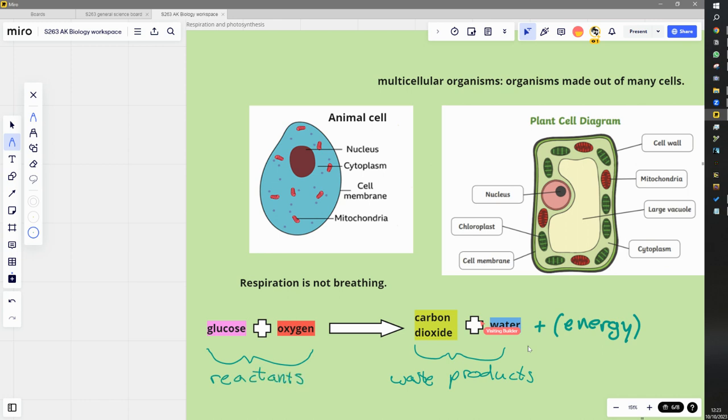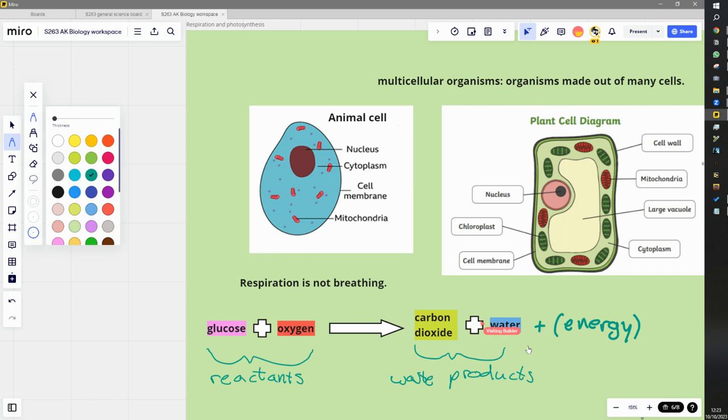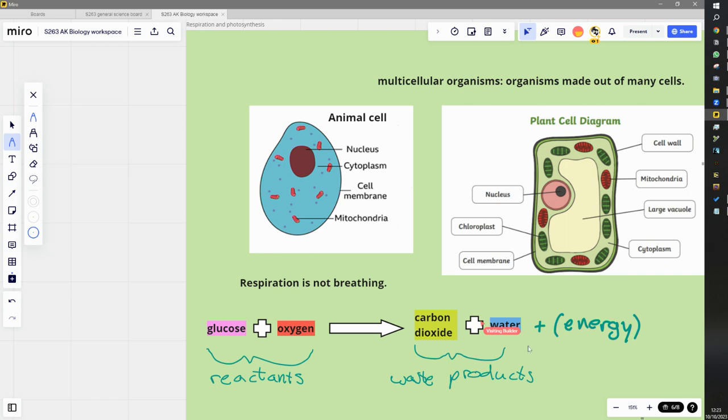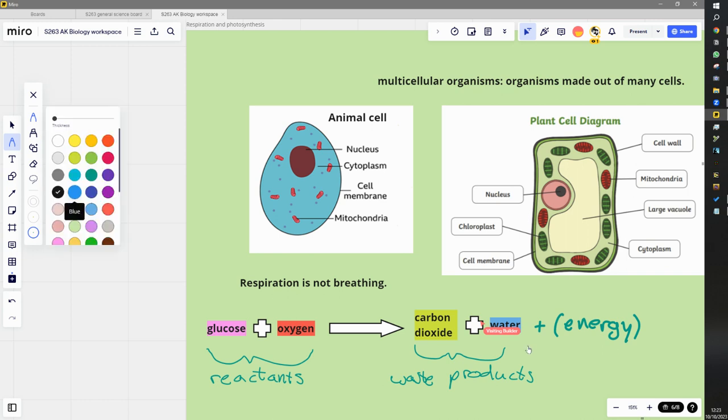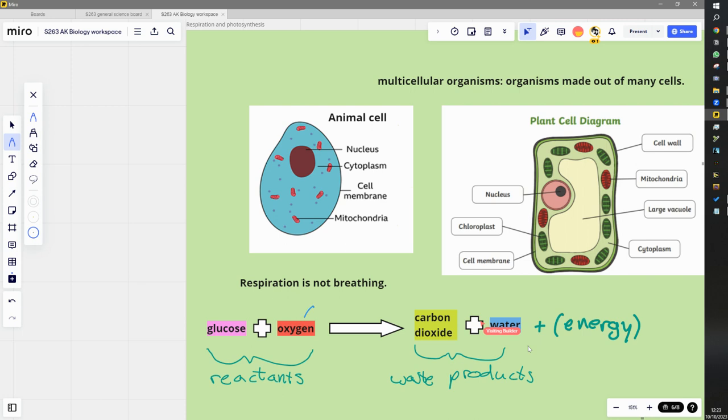Okay, so as I said, this is a reaction that's happening in all the mitochondria. So if it's going to react, it's going to use up the glucose and use up the oxygen. So it needs more glucose and more oxygen. Well, the oxygen, we do actually get from breathing. So respiration is related to breathing for that reason. Okay, so this is from breathing.